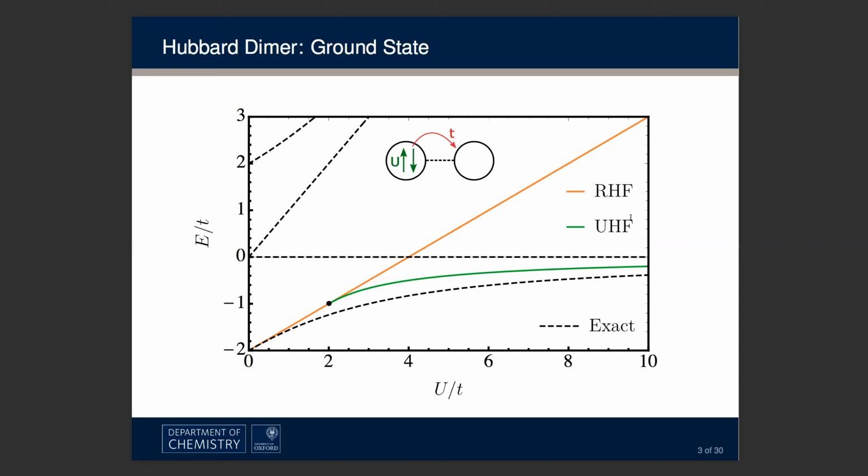It's worth remembering that the UHF wave function is actually doubly degenerate. We have one with the alpha electron on the left and the beta electron on the right, and then we flip the spins of those two states. And because we have different orbitals, we have spin contamination in our wave function. So S squared is about 1 in the U over T infinity limit.